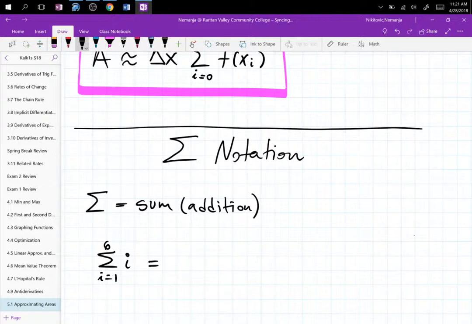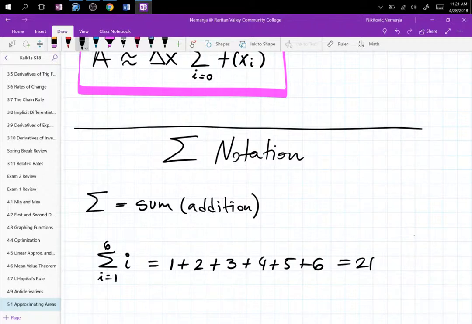Well, as you go through cases, you start with 1, so i is 1, and then summation plus the next time around is 2, plus the next time around is 3, plus 4, plus 5, plus 6, stop. It says when i is equal to 6, you stop. So we got to i equals 6, and then stop. Now you can actually add these numbers, get 21, and be done, right?